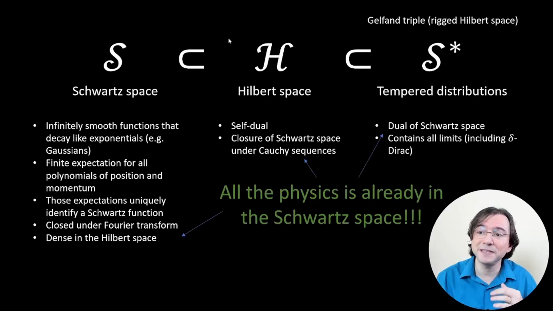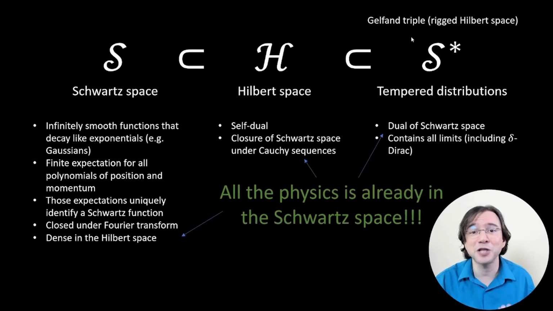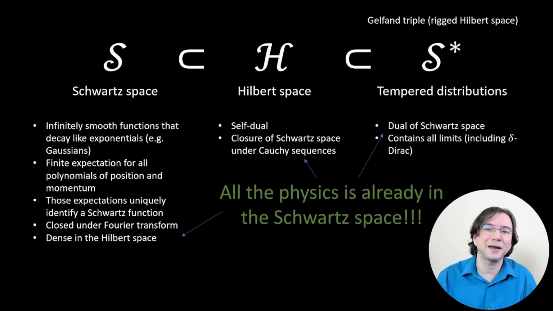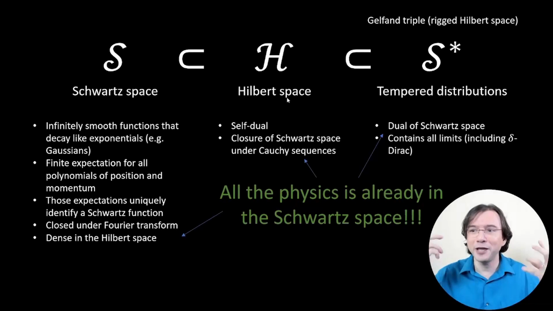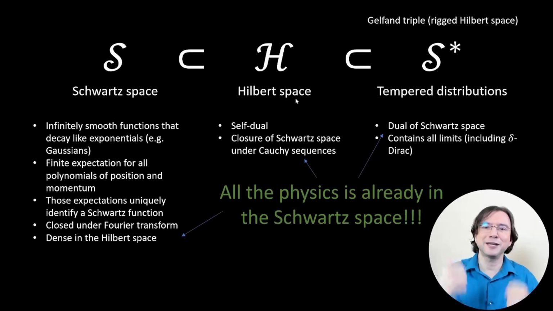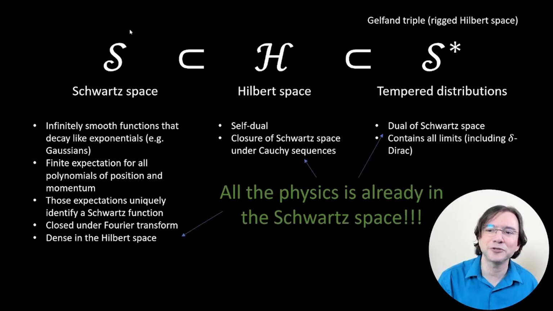Now, these three spaces together are typically called the Gelfand triple or a rigged Hilbert space. Now, rigged here does not mean that it's cheating. It means rigged, fully equipped, like a rigged ship. So the idea is that the Hilbert space is fully equipped. It's rigged and ready to sail because it also has a Schwartz space and the space of tempered distributions.